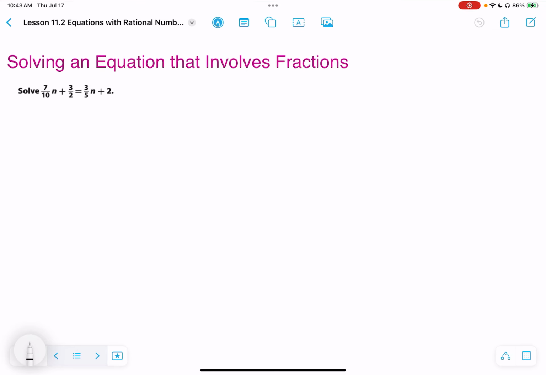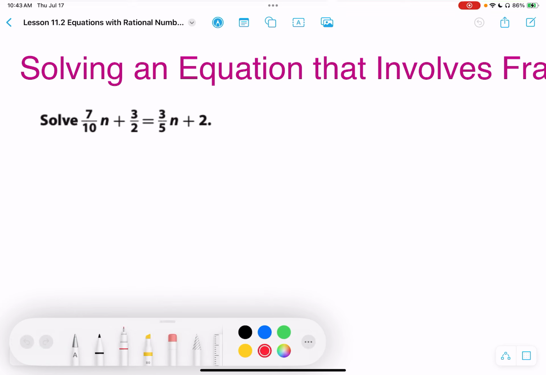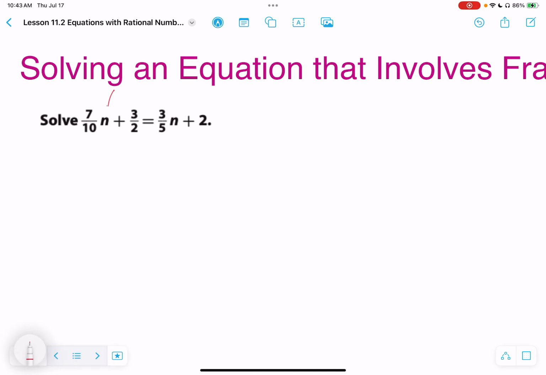All right, so let's solve an equation using a rational number or rational numbers. In this case, we're going to solve an equation that uses fractions. There are a couple of ways that we can solve this equation. First of all, what I want you to notice is that this one has a variable on both sides of the equation. And so that is something that we're going to have to deal with.